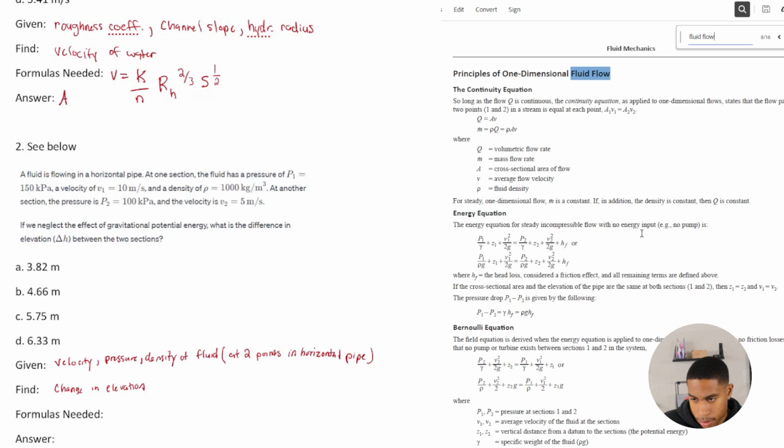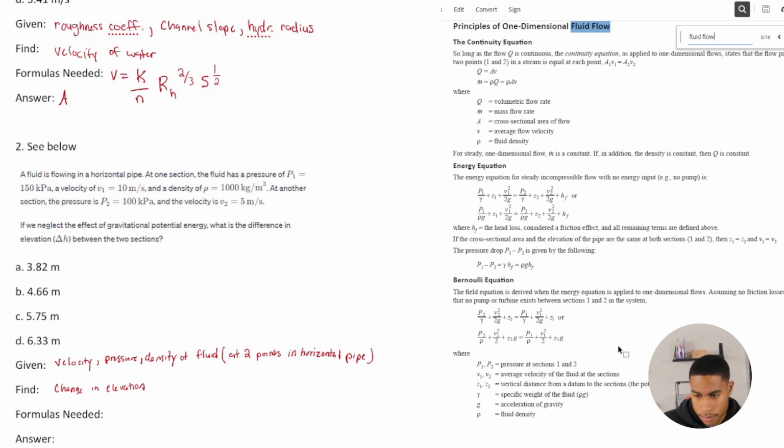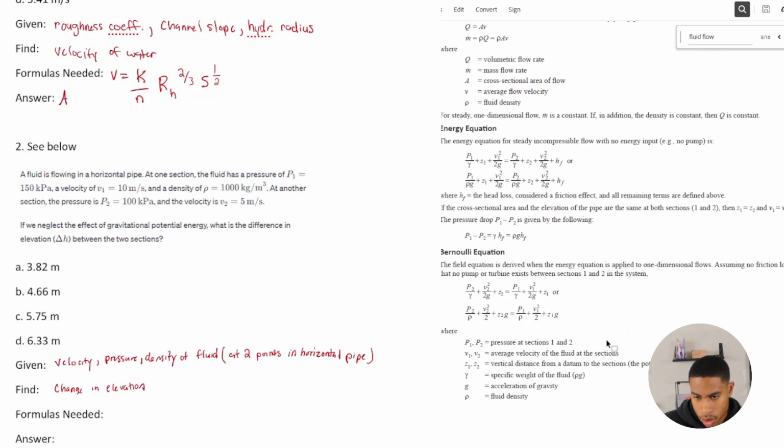Steady with no energy input. Okay, this deals with head loss, so no. Bernoulli's equation is derived assuming no friction loss, and that no pump or turbine exists between sections 1 and 2 of the system. There are different sections in this particular system, and that's what Bernoulli's equation goes through.